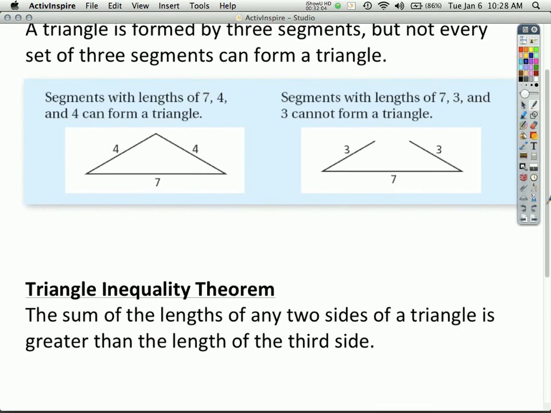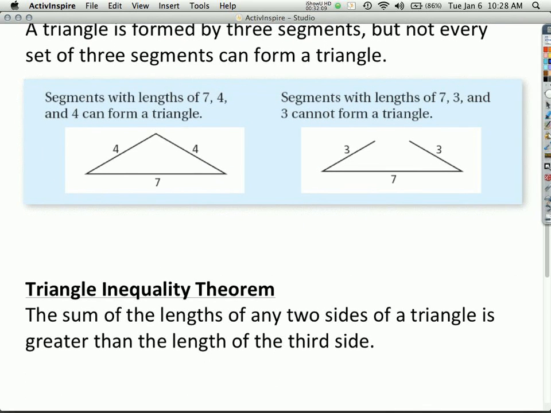So you already have this down, but here it is again. The sum of the lengths of any two sides of a triangle is going to be greater than the third side. So we're going to do some quick mental math. Everyone's going to do it along with me. Let's look at the triangle on the left. Pick any two sides. Let's start with the 7 and the 4. Add them together in your head. Is it greater than the third side?